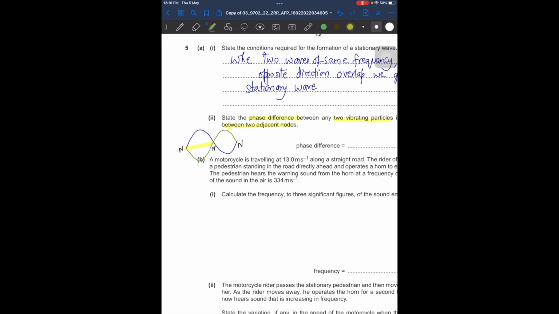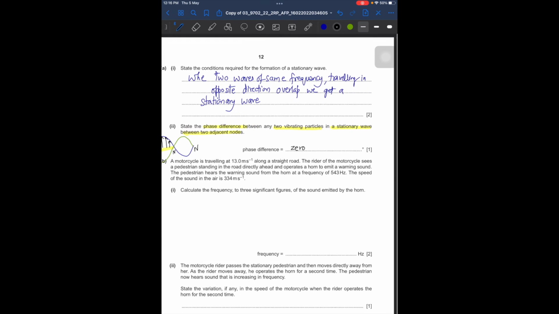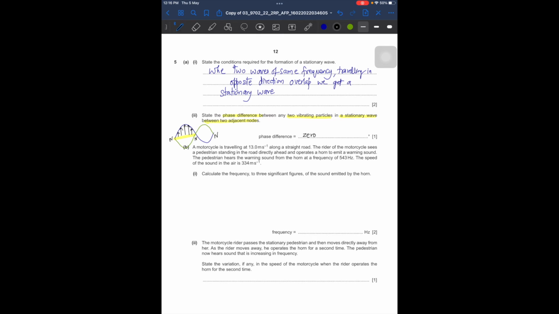So between these two points, all the vibrating particles are going to achieve their maximum displacement, that is the amplitude, together at the same time. That means the phase difference is going to be 0. That's a peculiar characteristic of the stationary wave: all particles between adjacent nodes will reach their amplitude, that is their maximum displacement, at the same time.